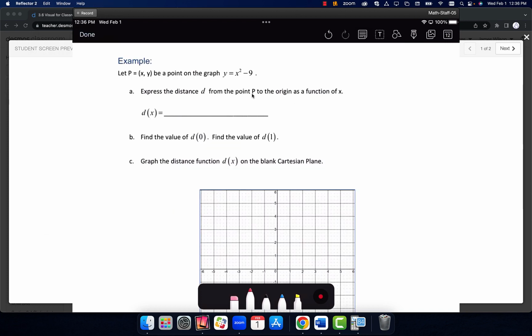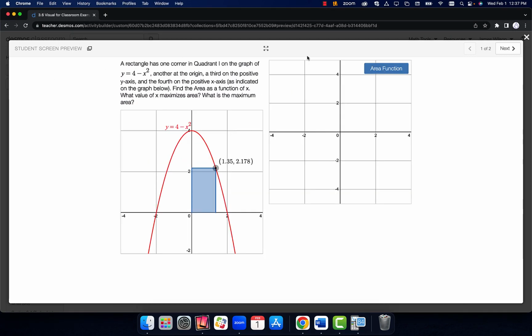In this example, we're going to let P(x, y), just an arbitrary x, y point, be on the graph of the quadratic y equals x squared minus 9. And we're trying to express the distance d from the point P that's on the curve to the origin as a function of x. Notice this one doesn't give you a visual, but if you sketch it off to the side, or if we use Desmos, we can get that.